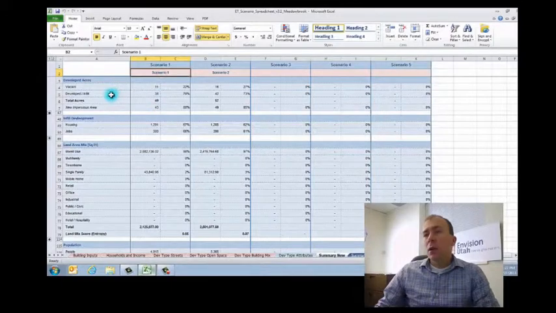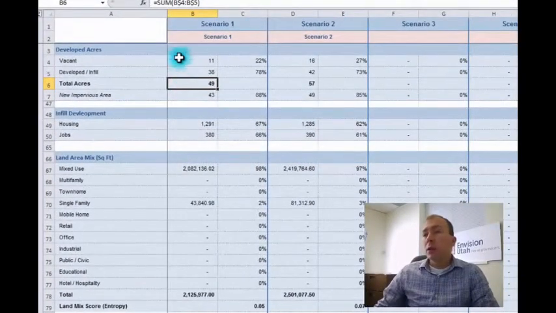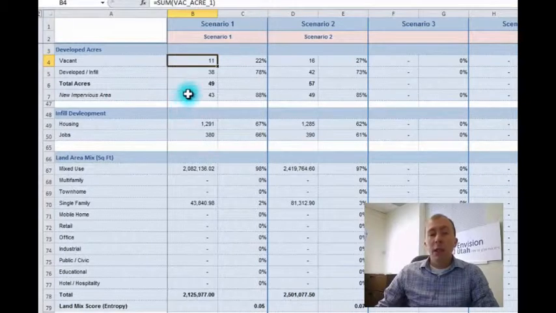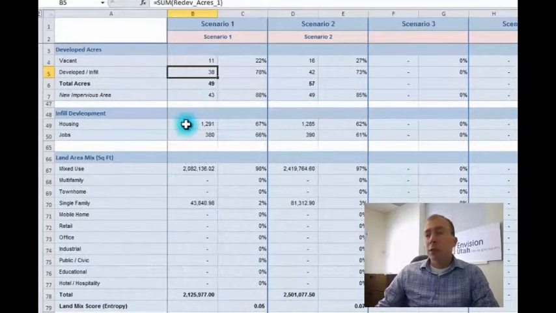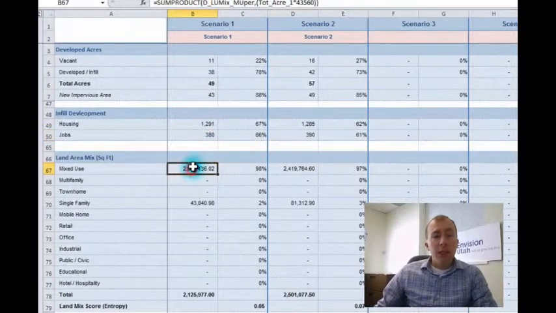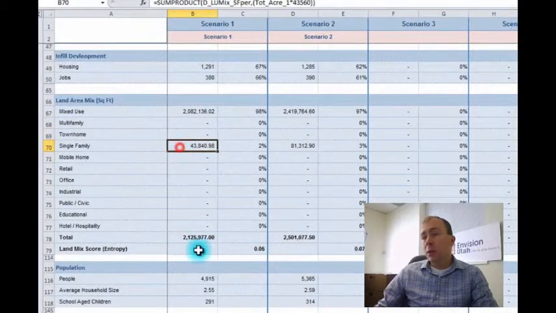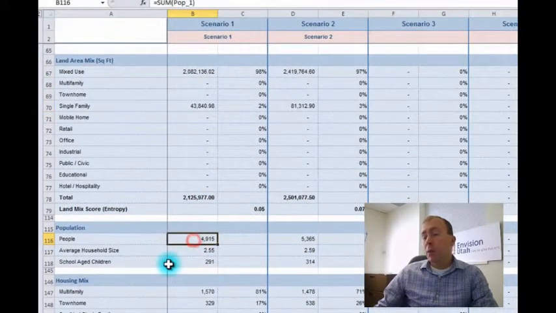One of the key output indicators, one of the primary ones we look at, is total acres developed or total acres painted. It goes into detail about how many of those were vacant and how many were infill acres. It looks at infill development, whether that's housing or jobs. It looks at your land use mix in square feet or by percentage. It looks like, for example, in this scenario, we painted a lot of mixed use and a little bit of single family. It looks at your population, how many people you've added to the study area.